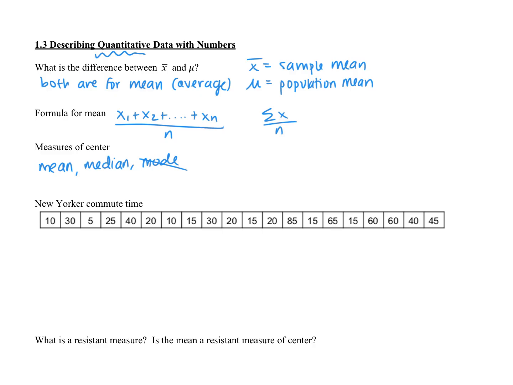Okay, so here we go. This is a sample of 20 that we're going to be looking at all throughout notes today. It's 20 different people, how long it takes them to commute to work. So the first person, it took 10 minutes, 30 minutes, so on and so forth.